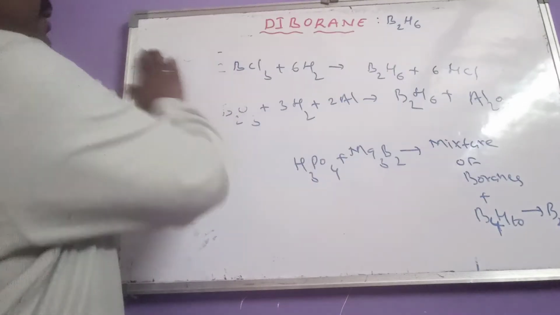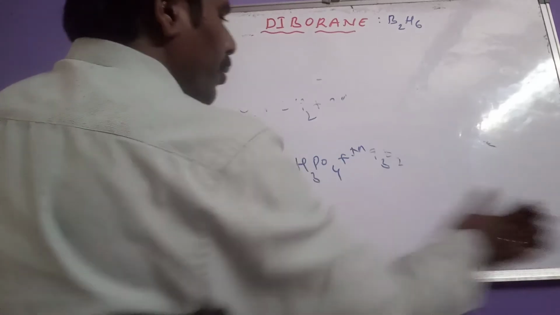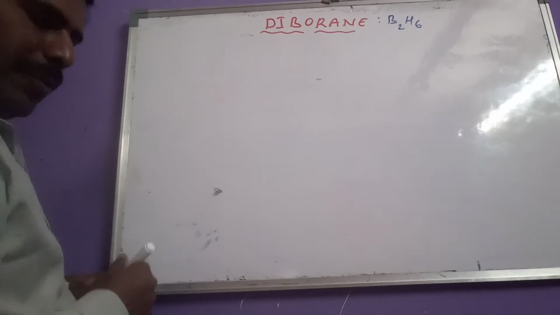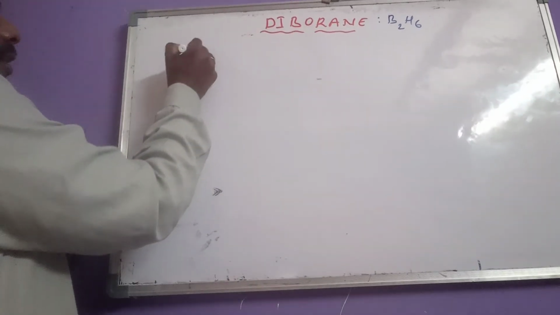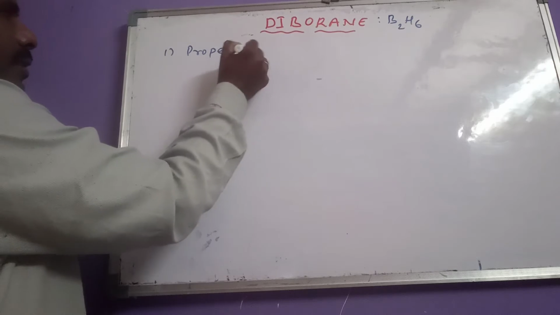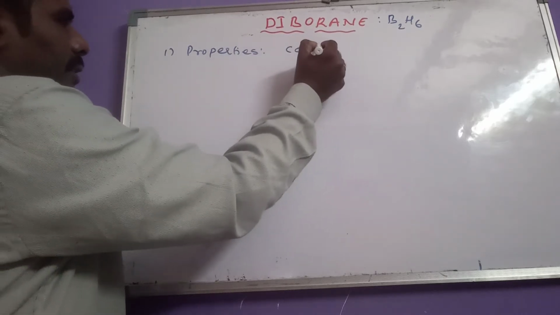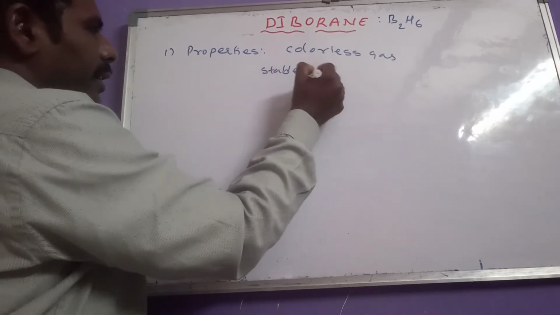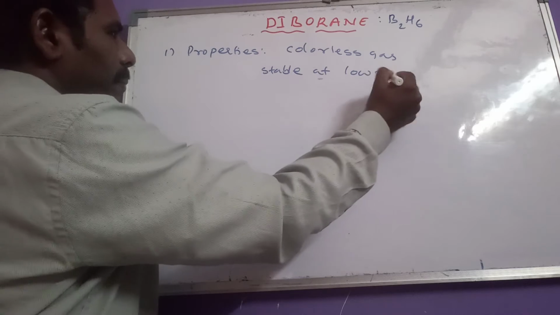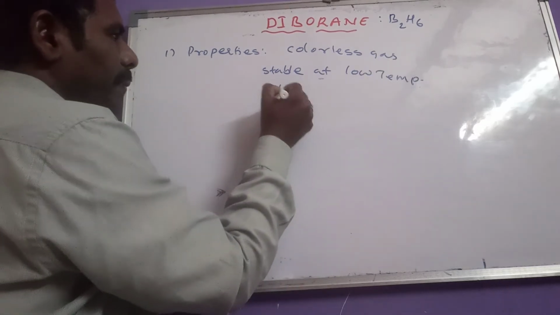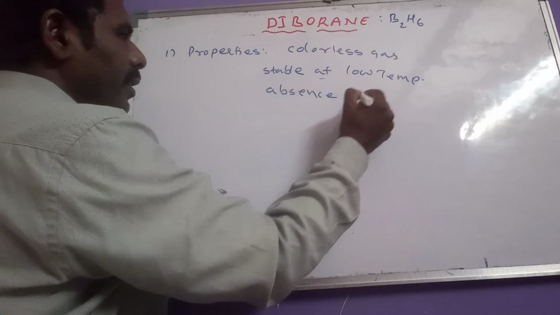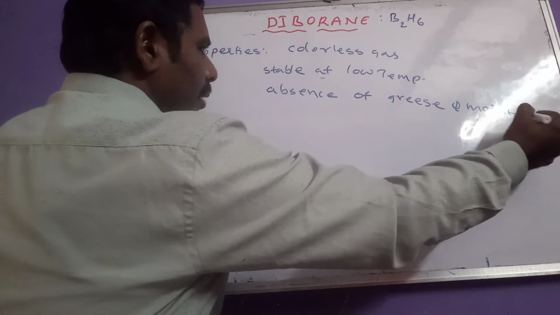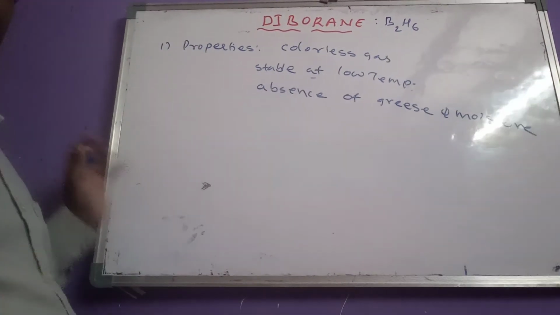Okay, now let us see the properties of diborane. So what are the properties of diborane? Let us see here. First property is here, diborane is a colorless gas, and stable at low temperature. Stable at low temperature in the absence of grease and moisture.